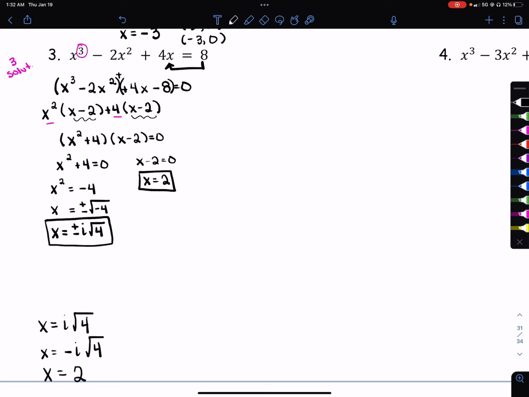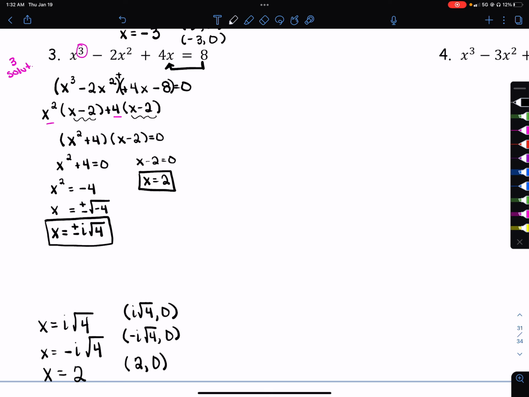If they wanted us to write them as ordered pairs, I'd have i radical 4, comma 0, negative i radical 4, comma 0, and then 2, comma 0. Okay? All right.